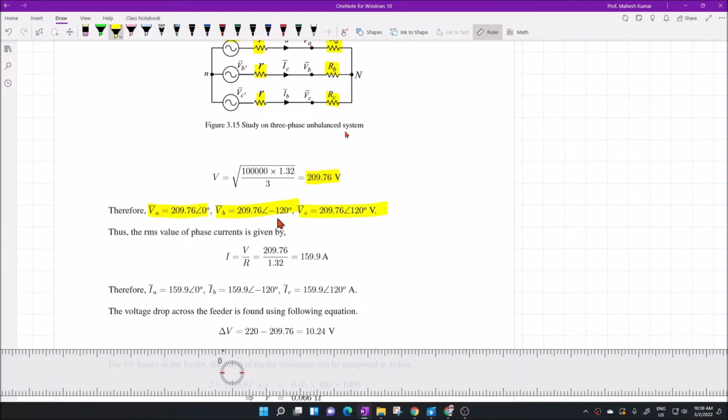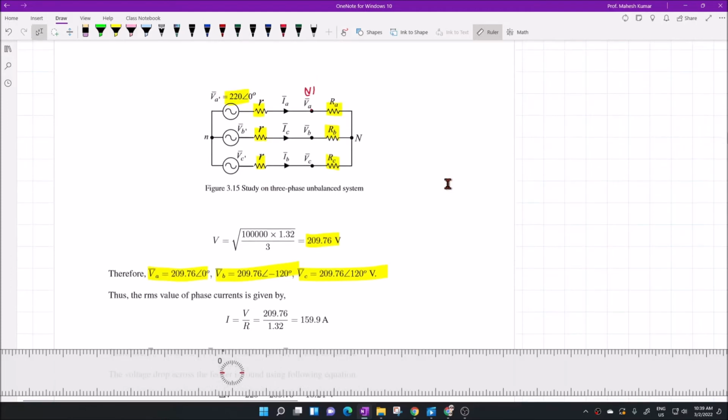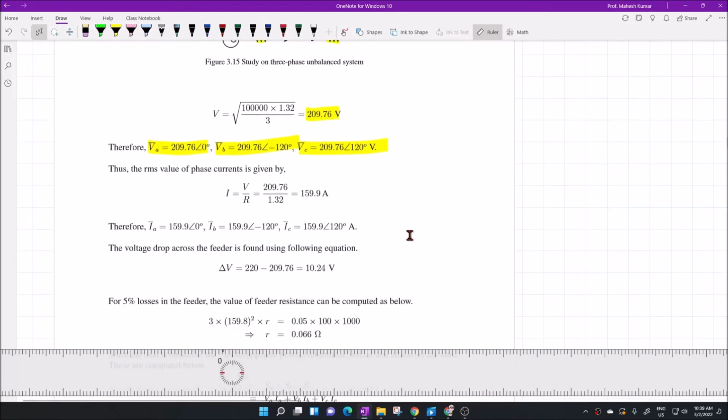The angle will be the same as A dash, B dash, C dash because it is a purely resistive load. So there will be no shift in the angle of the voltage. The only change is in the magnitude, because of the drop across the feeder. So this is V dash here and this is V. This V dash is 220 volt and this is actually 209.76 volt.